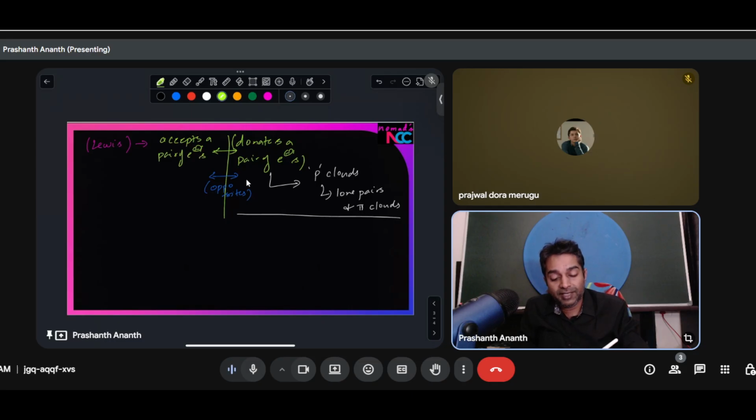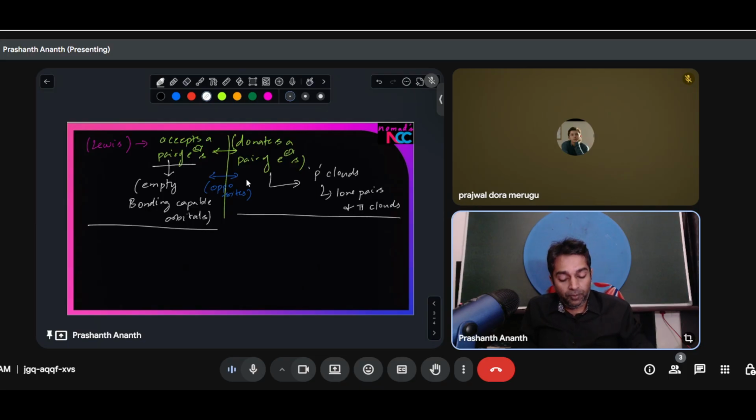So what is necessary for this over here? For it to accept a pair of electrons, empty orbitals are the key thing. So you can think of it as empty valence orbitals or empty bonding orbitals. Bonding capable orbitals. Now, I am using an awkward term over here, an orbital. How do we define an orbital?